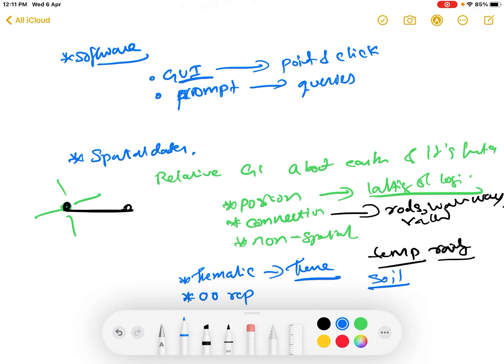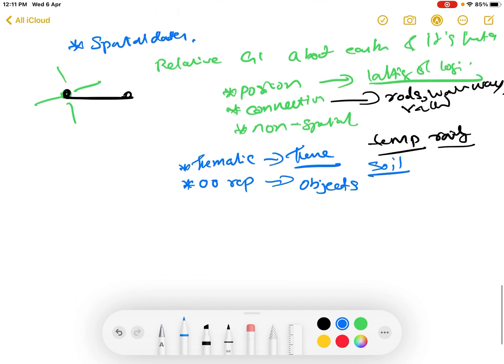In thematic representation, the representation is based on a particular theme, like say the soil. Soil is the theme. We are talking about the soil only, the types of soil, whether it's laterite or alluvial or red soil or black soil. Talking about that is the thematic representation. In the object-oriented representation, you are giving more importance to the objects. The objects include places or entities, and all these things are called the object-oriented representation.